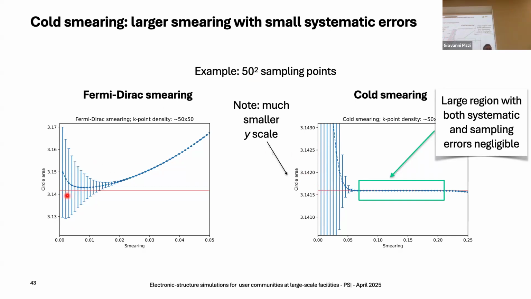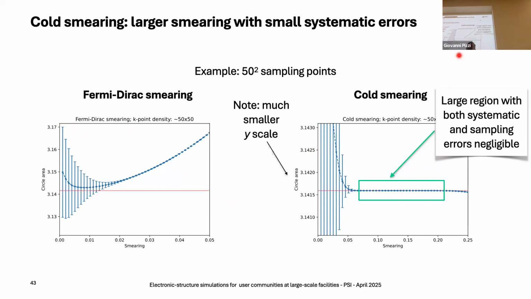I have errors. But when I go up in smearing, here, in order to get no error, I need to go here, but I start paying an error. For cold smearing, I have a large area in which my value is essentially correct, and I don't pay anymore this sampling error of the k-points. And by the way, note here the scale. Here is 3.14, 3.17. Here the scale is 10 times smaller. So this is really, really flat, okay?